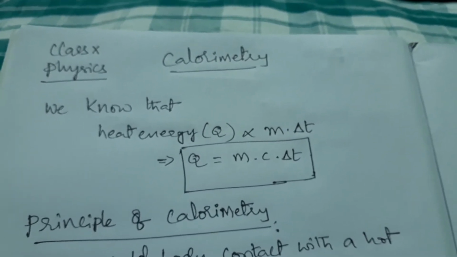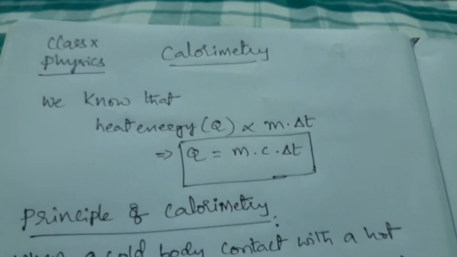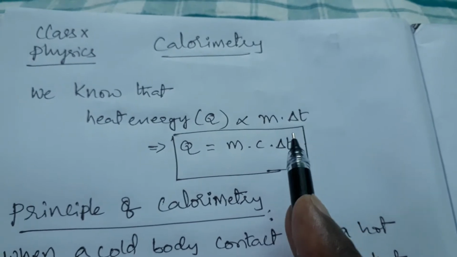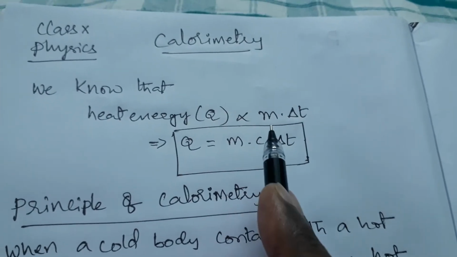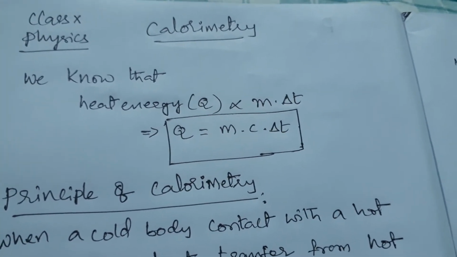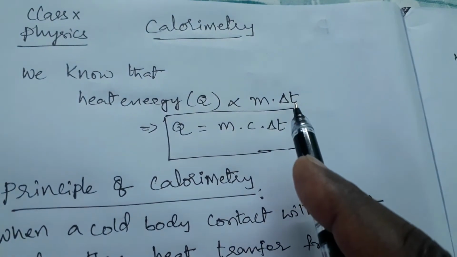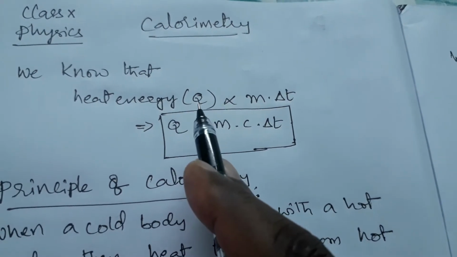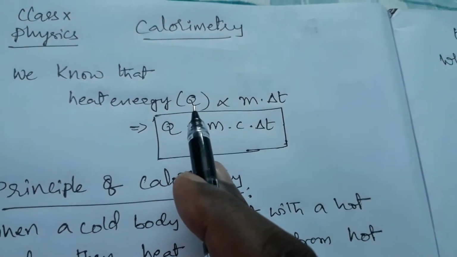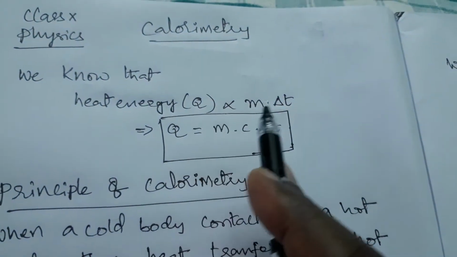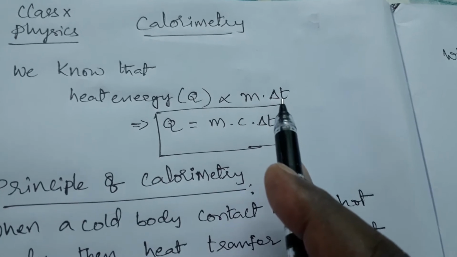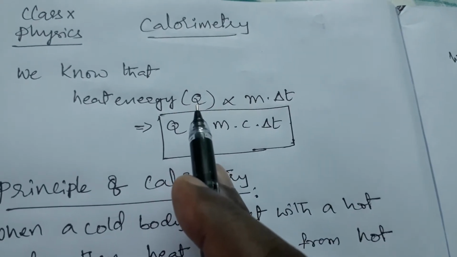Q is proportional to mass and delta T. Here Q is proportional to mass and also Q is proportional to delta T. In the previous class itself I explained the dependence on mass. If a huge mass is heated, huge heat energy is required. For a greater change in temperature, greater heat energy is required. For less change in temperature, less heat is required. So the factors mass and change of temperature influence the heat energy.